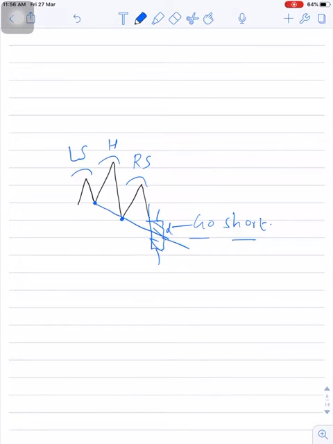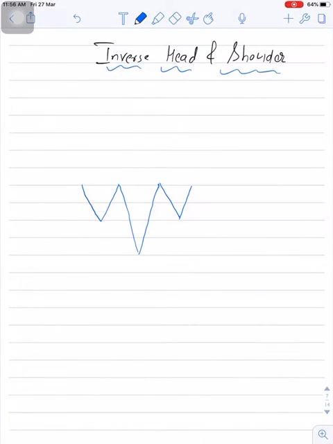Now let's talk about inverse head and shoulder pattern. Inverse head and shoulder pattern is a buy signal, and because of this reason it is also known as bullish head and shoulder pattern. It is the mirror image of the bearish head and shoulder pattern. So in bearish head and shoulder pattern, we discussed the pattern will have 3 tops. Inverse head and shoulder pattern will have 3 bottoms: left shoulder, head, right shoulder.